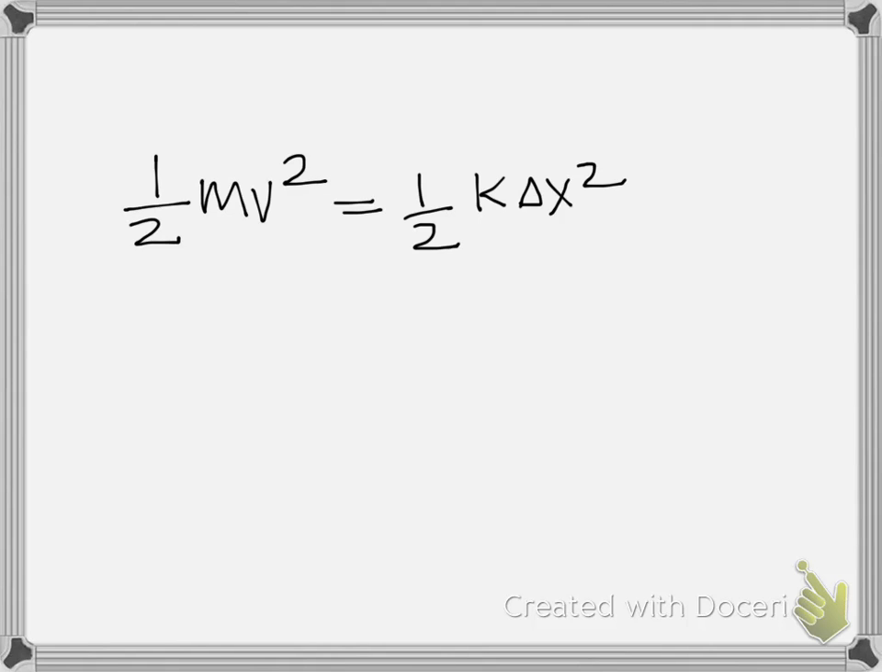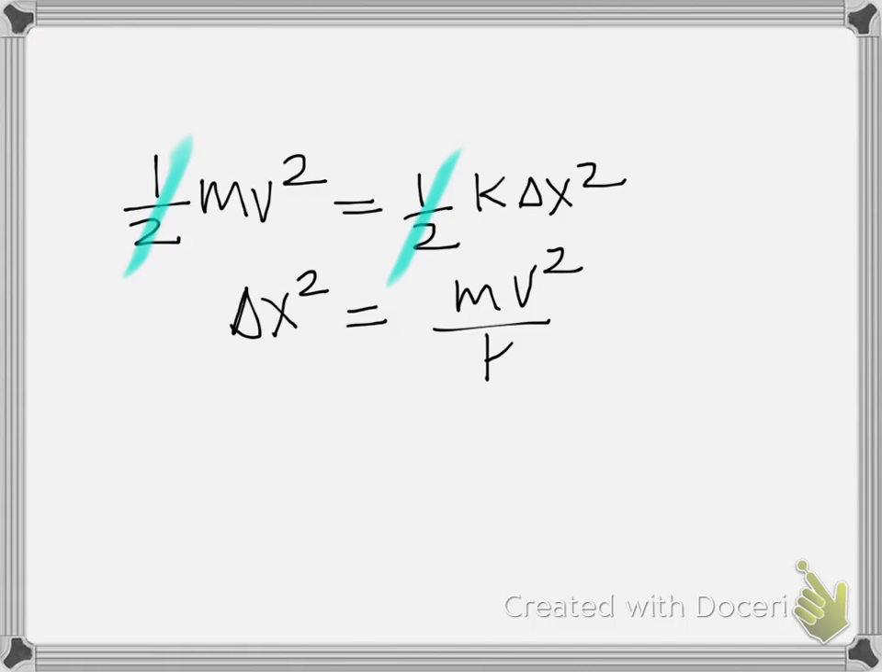Can I cancel the halves? Okay, cancel the halves. Make delta x squared the subject. Delta x squared is equal to mv squared by k. Is that correct? Yes. And then substitute the numbers.